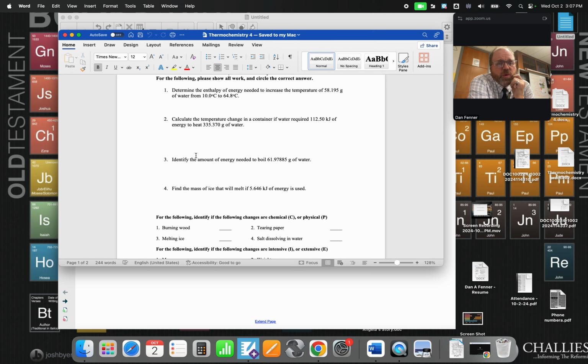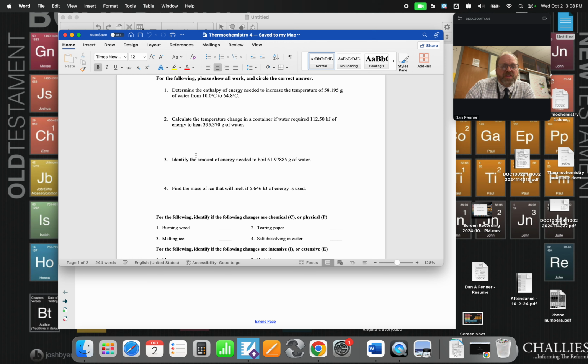And then number 4, find the mass of ice that is needed to melt if 5.646 kilojoules of energy is used. Remember, kilojoules have got to be converted to joules. It's fusion, so it's C of F, and we're finding delta H of F. We're finding the mass there.